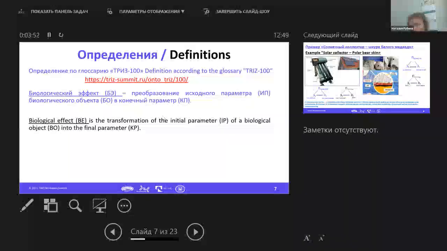A biological effect is the transformation of the initial parameter of a biological object into a final parameter. So we have a state or a status of a particular biological object. It can be tree leaves, for example. We can transform this parameter to some endpoint parameter.